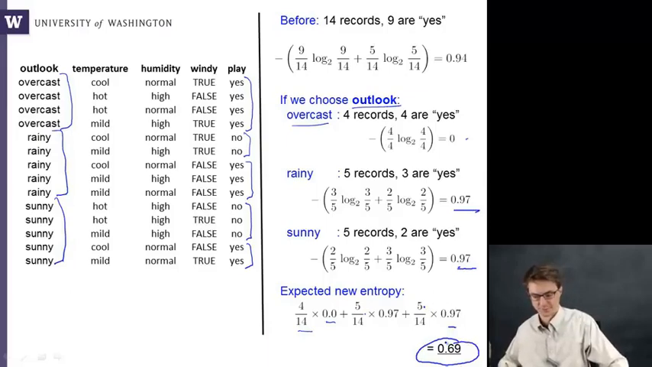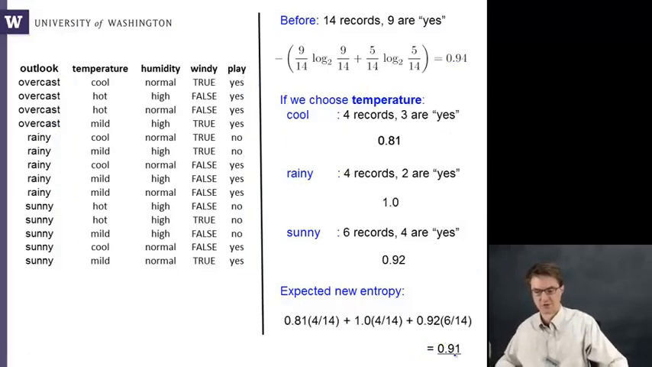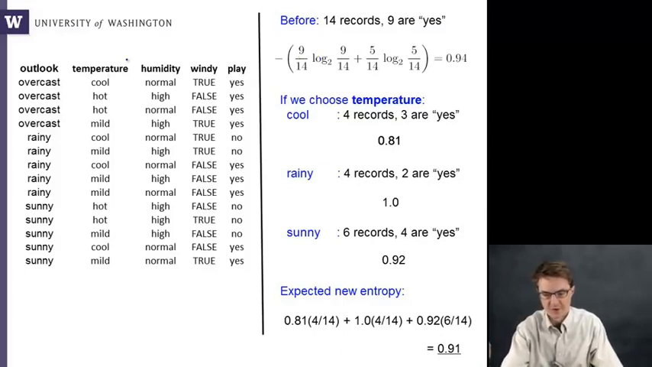Now, the gain here is the difference between where we started and where we end up. All right, so considering temperature, here for the value cool, we have 4 records. 1, 2, 3, 4. And we have yes, yes, no, and yes. And so 3 of them are yes out of 4. And you can compute the formula and you get 0.81.